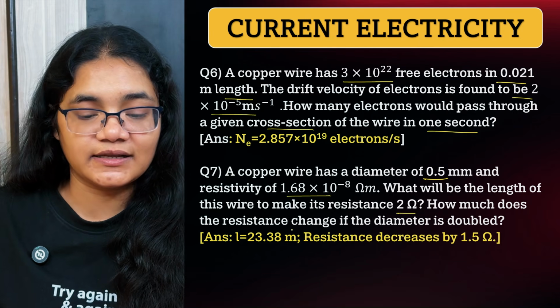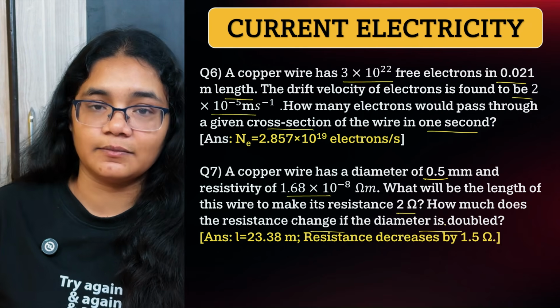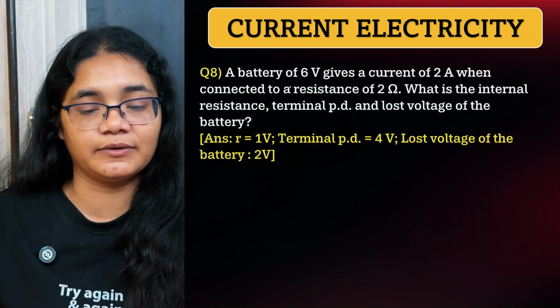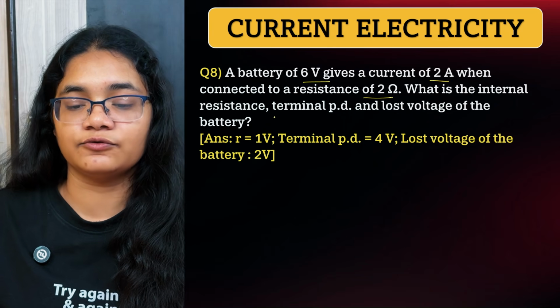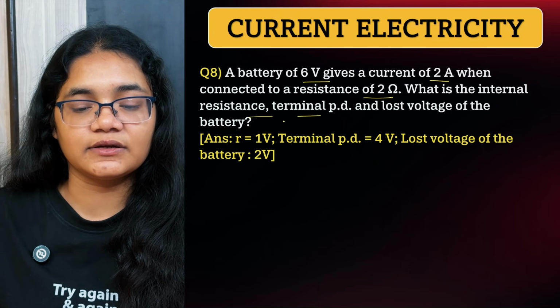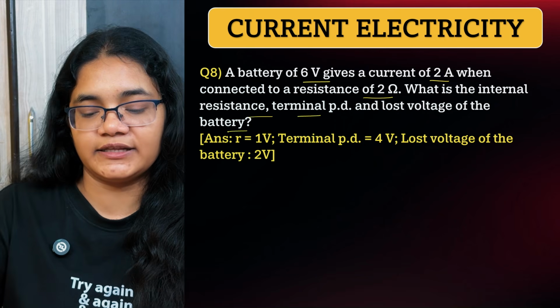Now how much does the resistance change if the diameter is doubled? Next, we have question number 8. A battery of 6 volt gives a current of 2 ampere when connected to a resistance of 2 ohm. What is the internal resistance, terminal potential difference and lost voltage in the battery?